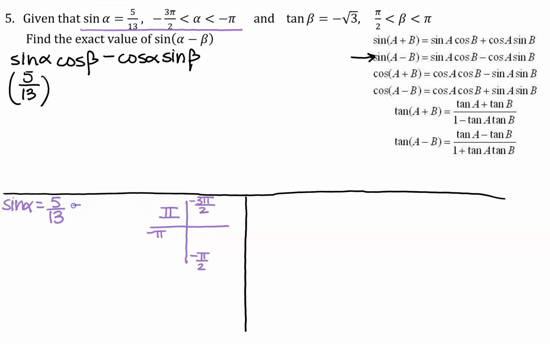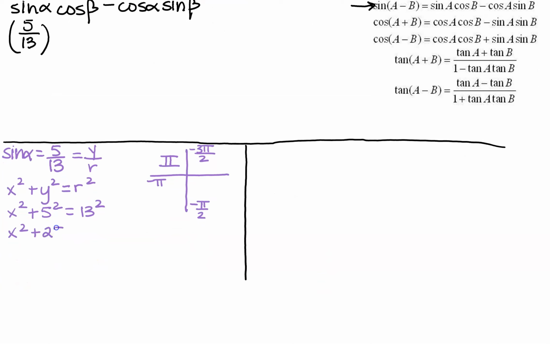We will now do XYR. Sine is equal to y over r, and so we will use this and the fact that x squared plus y squared is equal to r squared to find what x is equal to. So x squared plus 5 squared is equal to 13 squared. So that tells us that x squared plus 25 is equal to 169. We will subtract 25 from both sides to see that x squared is equal to 144. And then take the square root of both sides to see that x is equal to a negative 12.